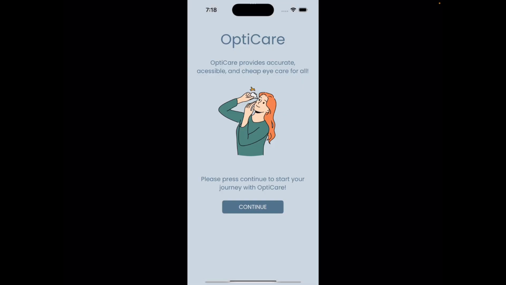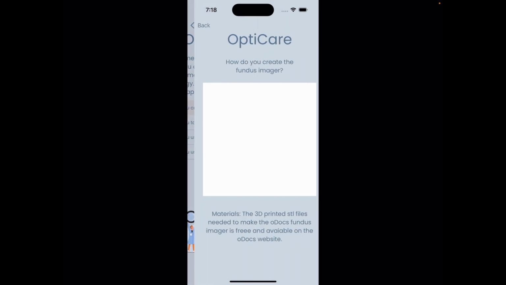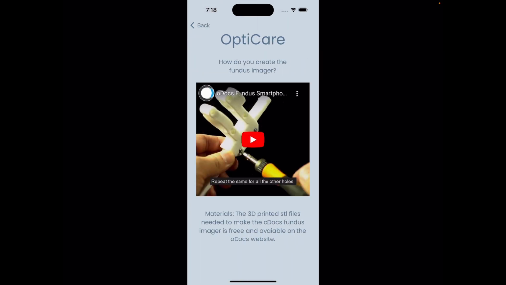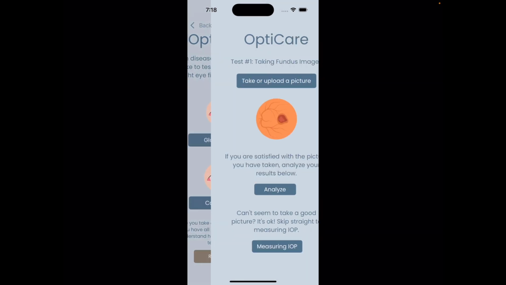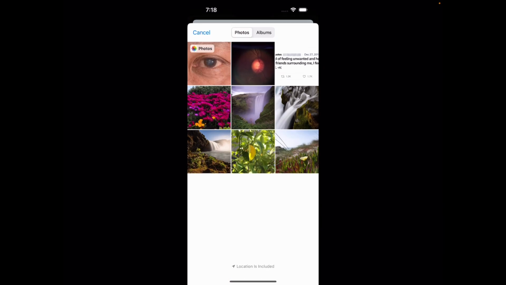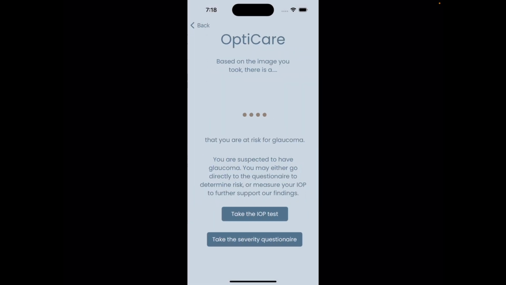Now moving on to the demo of this application, when you first open OptiCare, you can look at resources. These resources contain videos and also a short caption explaining exactly how you can assemble the novel 3D technology created. In addition to this, moving on to glaucoma diagnosis, we can first take or upload a picture of the fundus of our eye. Then we can press Analyze and a machine learning model is run.